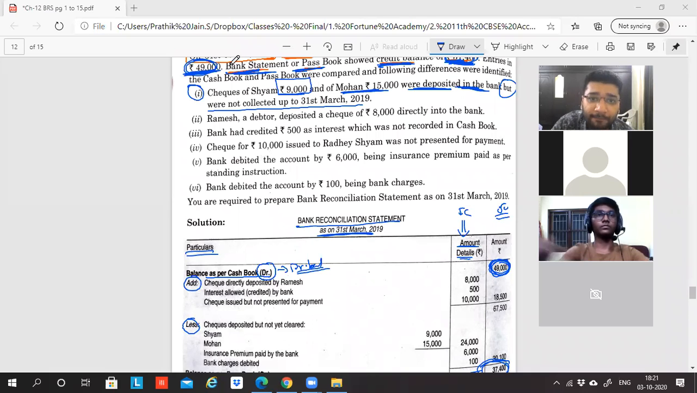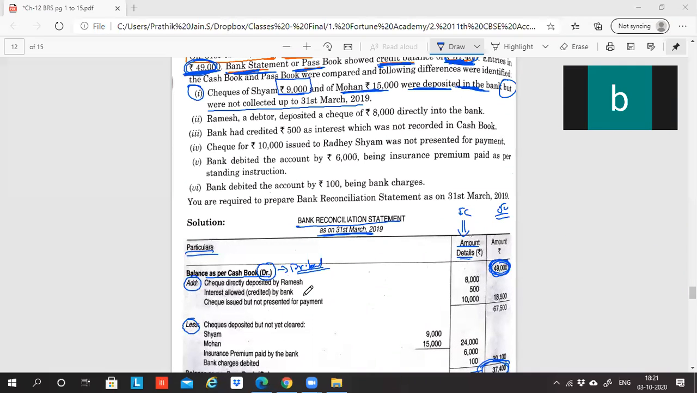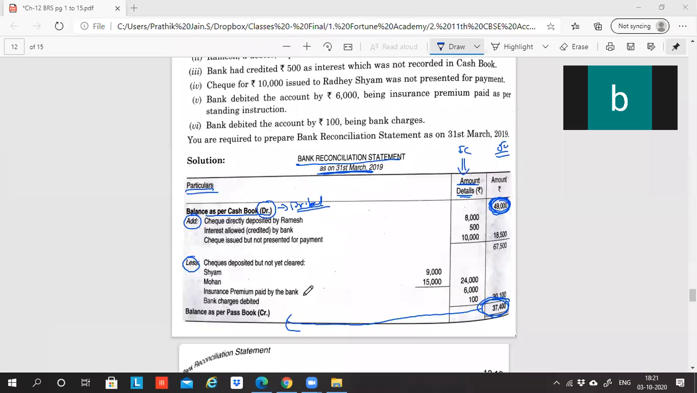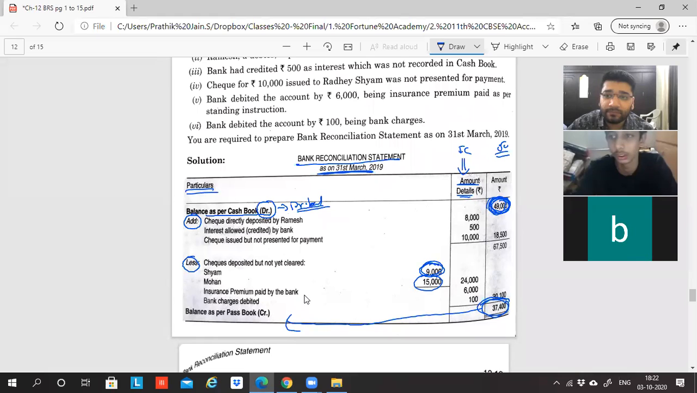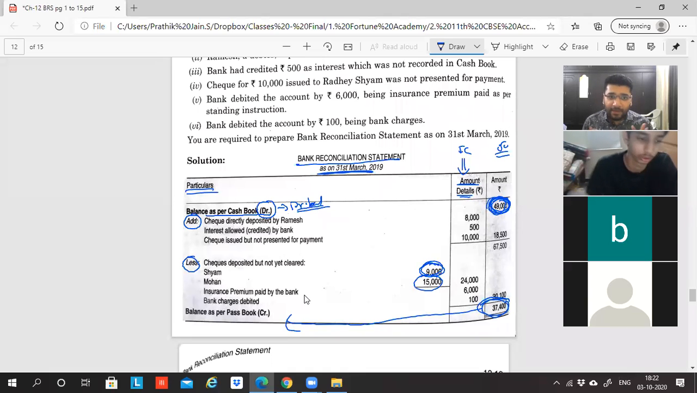So if you come back, if you see here, the 9,000 is subtracted. 9,000 is subtracted. Subtracted from what? From 49,000 rupees, 9,000 is subtracted. Similarly, Mohan also 15,000 will be subtracted. Yes or no? Yes, sir. Are you getting the concept, guys?